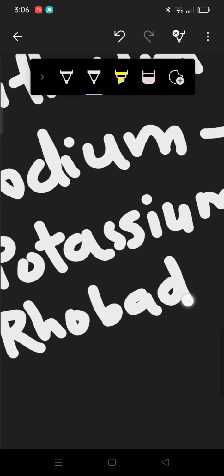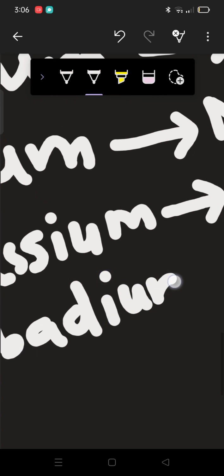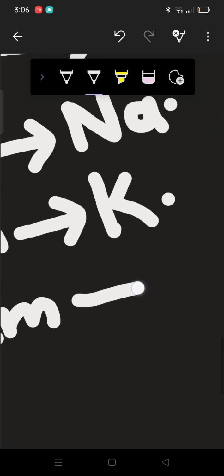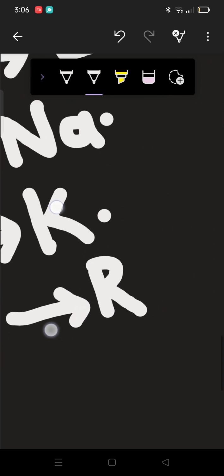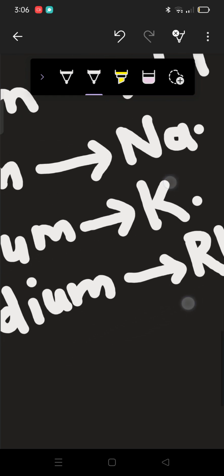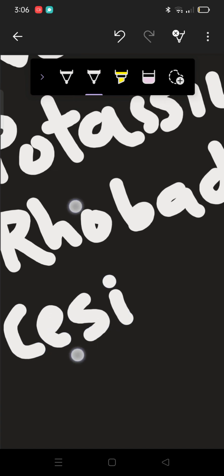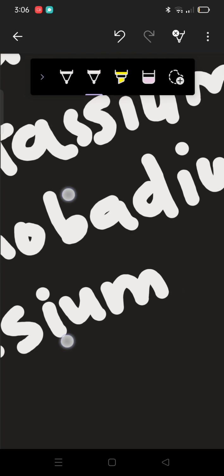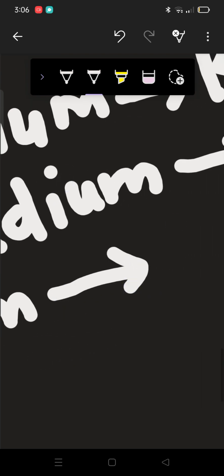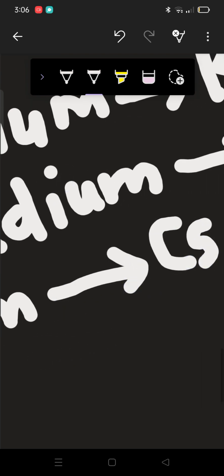Rubidium, which is represented with capital R and small b. Alright, so sixth we have cesium, which is represented with what? Capital C and small s.